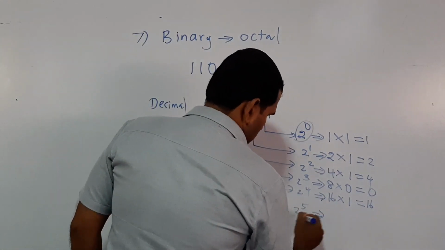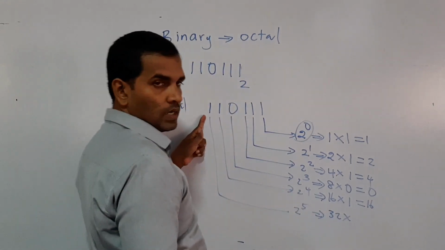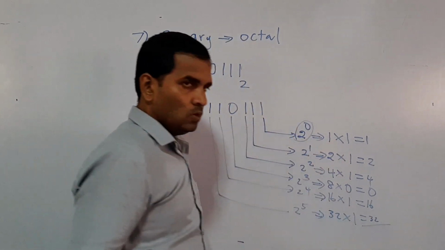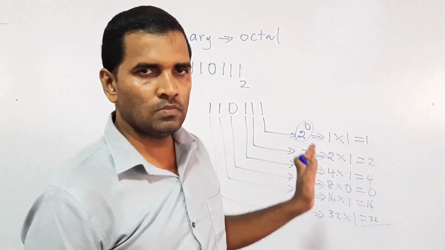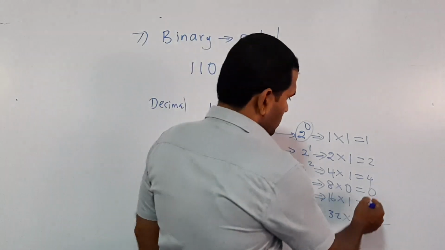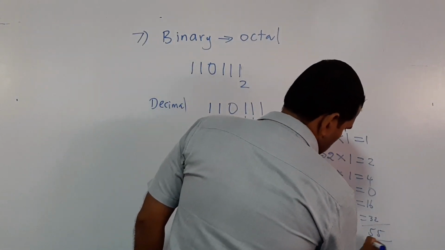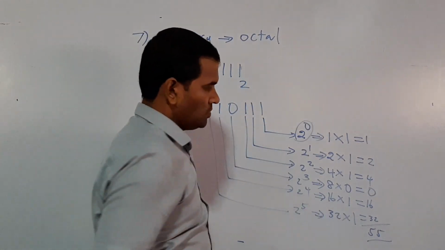Then 2 to the power 5 is 32, into 1, it's 32. You have obtained the values for each and every position. So finally, add all these numbers together. It is 55. So this is equal to 55.